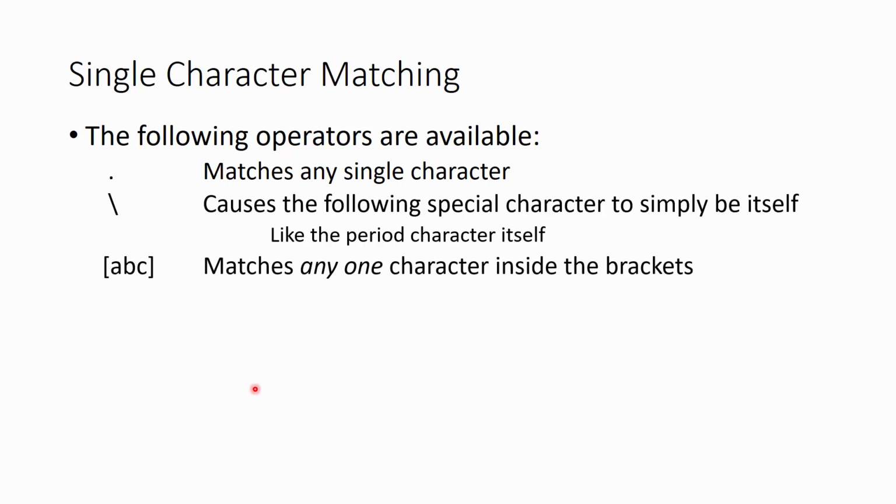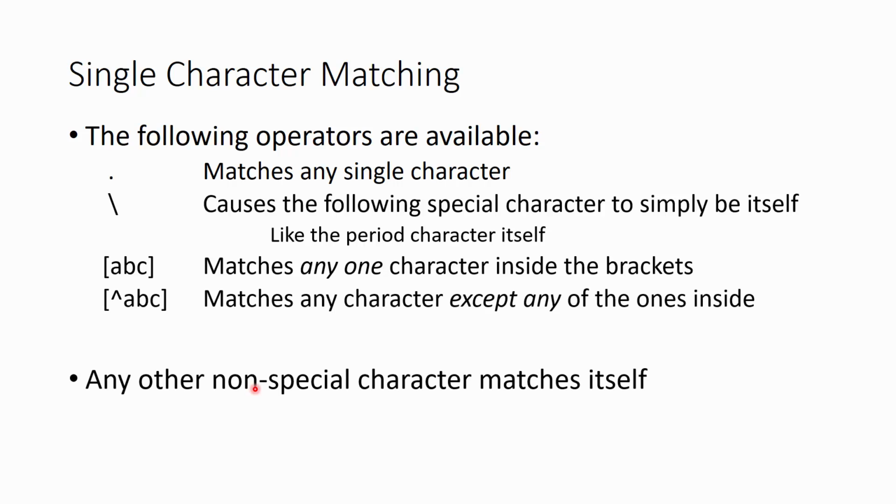If we use square brackets, that means that we are matching any one character inside the brackets. So it's only any one character, and you can specify which of the possibilities of the characters you want by enclosing it all in square brackets. The circumflex operator gets overloaded here. When we put it inside the square brackets on the left side, that means that this point in the pattern will match any character except any of the ones inside. And any other non-special character just matches itself.